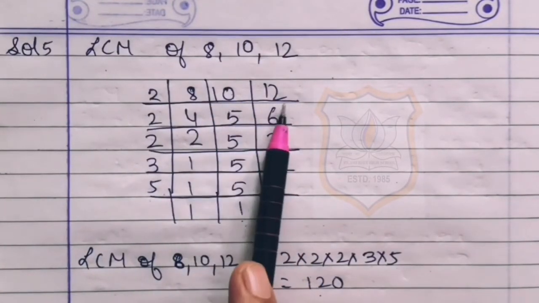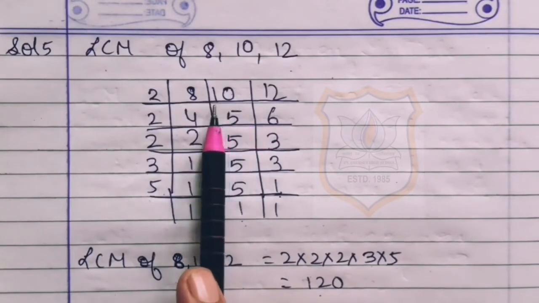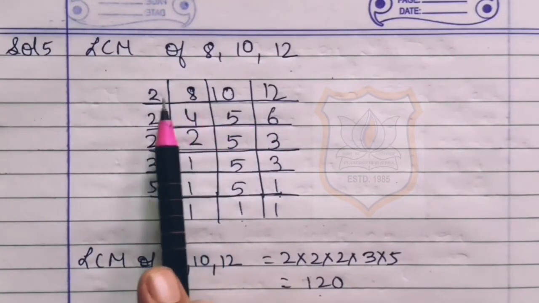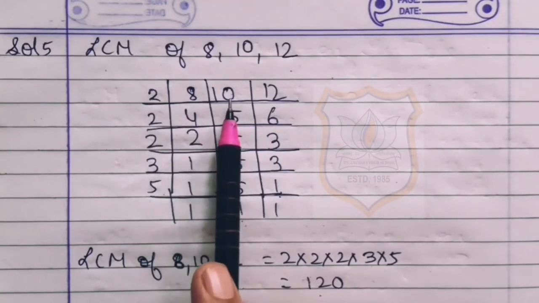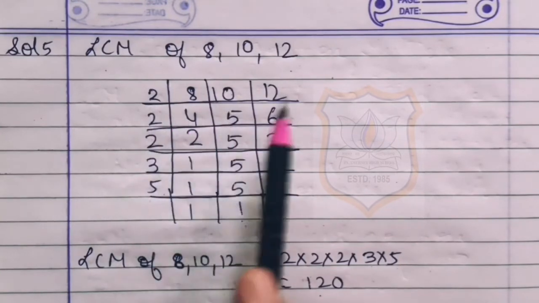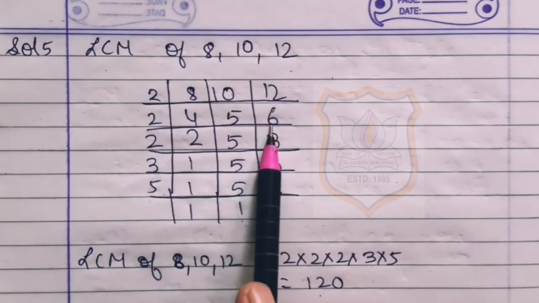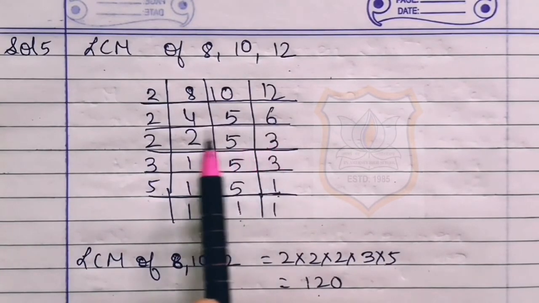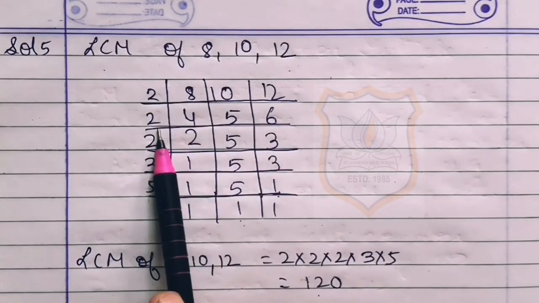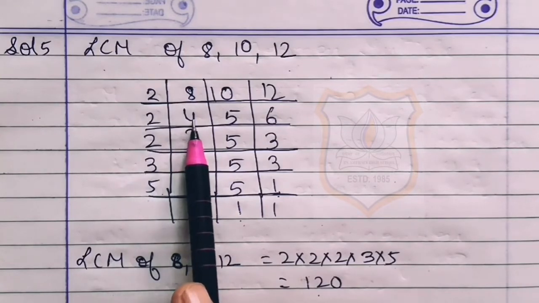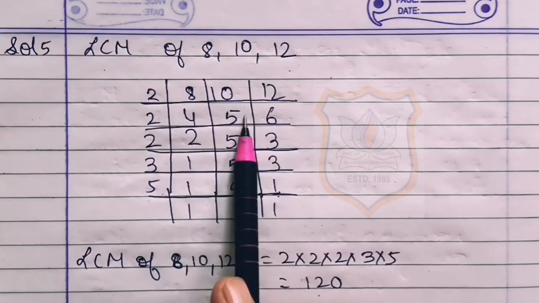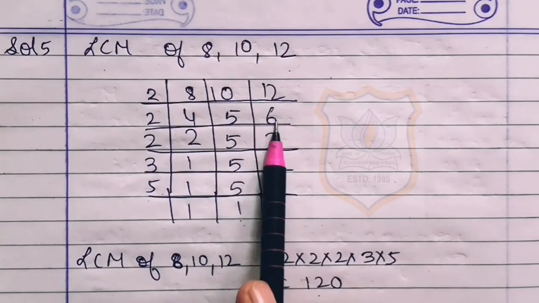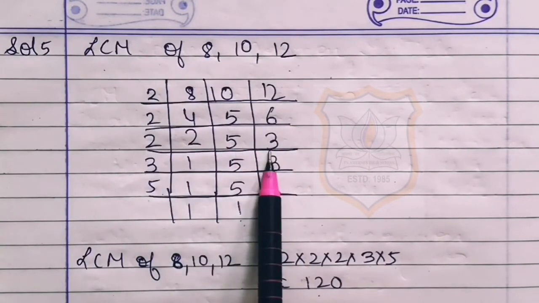Now we will divide these numbers with the smallest prime number, that is 2. By dividing 8 by 2 we will get 4. By dividing 10 by 2 we will get 5. And by dividing 12 by 2 we will get 6. Now again we have to divide these numbers with the smallest prime number. We will take 2 now. We will divide 4 by 2, we will get 2. 5 is not divisible by 2, so we will write it as it is. Now by dividing 6 by 2, we will get 3 in the quotient.